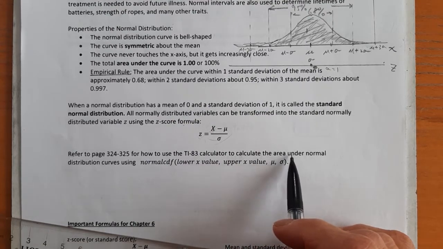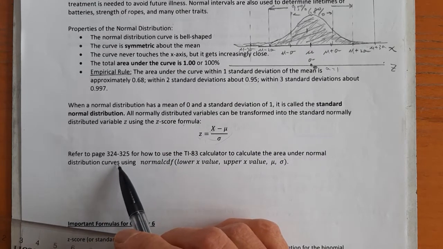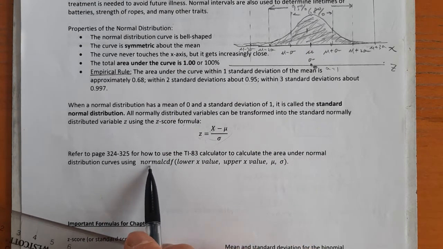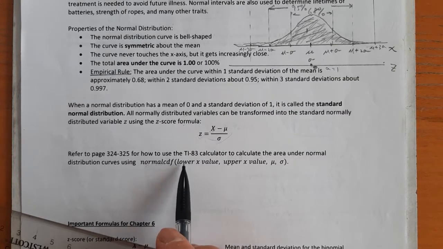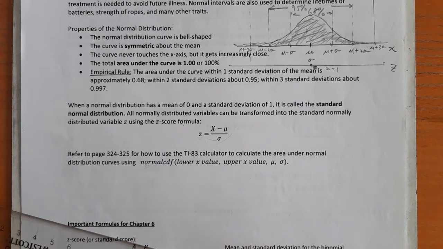to calculate the area under the normal distribution curve, using normal CDF, with the lower x value, the upper x value, the mean, and the standard deviation.